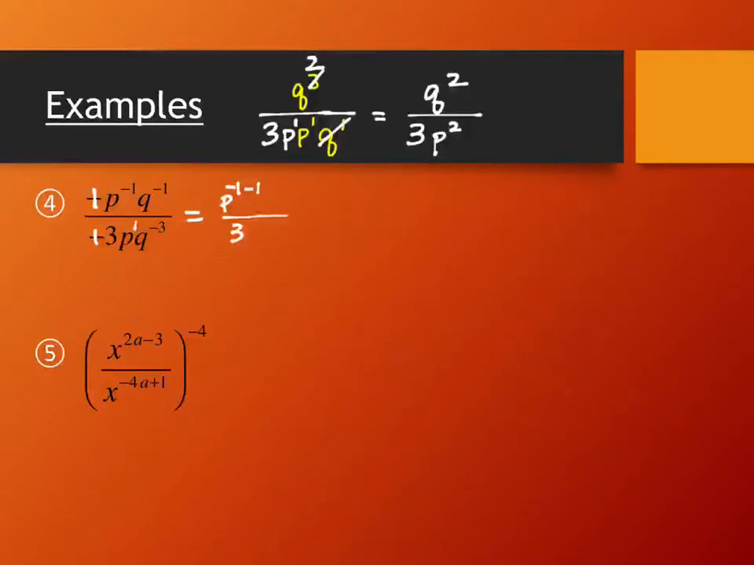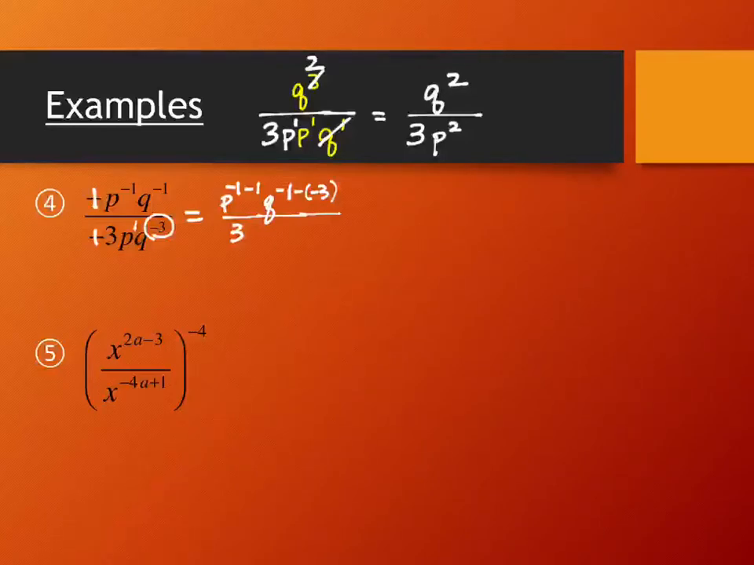Okay? Same thing with the q. The q has a negative 1. And then this negative 3 gets subtracted, so it's minus negative 3. I'll write it that way to start with, minus negative 3.